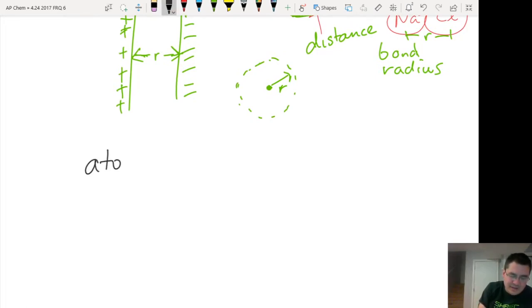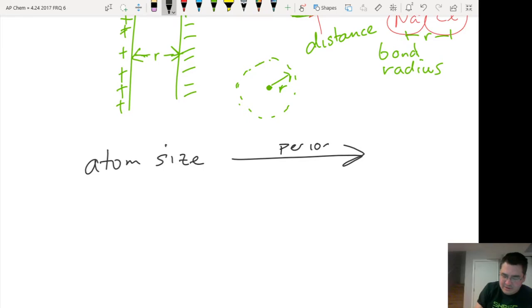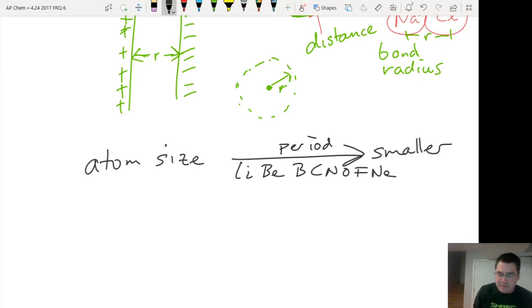So atom size. As you go across a period, they get smaller, right? Why do atoms get smaller? Say as you go from lithium, beryllium, boron, carbon, nitrogen, oxygen, fluorine, neon. That's period 2. As you go from left to right, why do they get smaller? Go ahead, Arthur. It's because you're adding more and more protons that causes it to pull in the electrons.